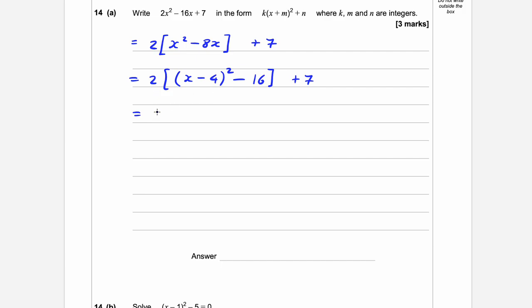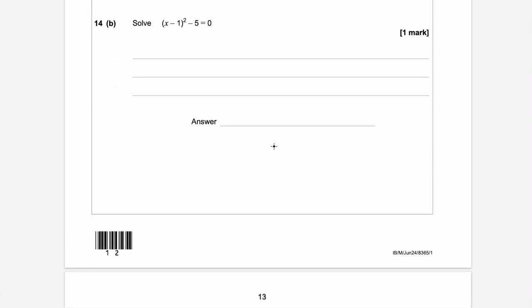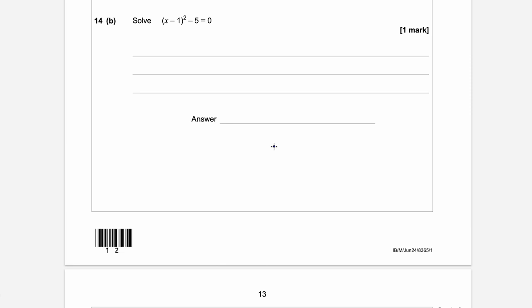You then multiply out, you get 2 times x minus 4 squared. 2 times minus 16 is minus 32, plus 7, and this is 2 times x minus 4 squared minus 25. Okay, that is 14a. 14b is then to solve this. It's only one mark, guys. Add the 25 over here, so it's x minus 4 squared equals positive 25.